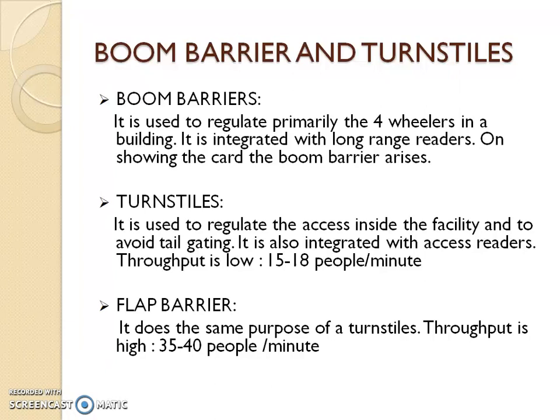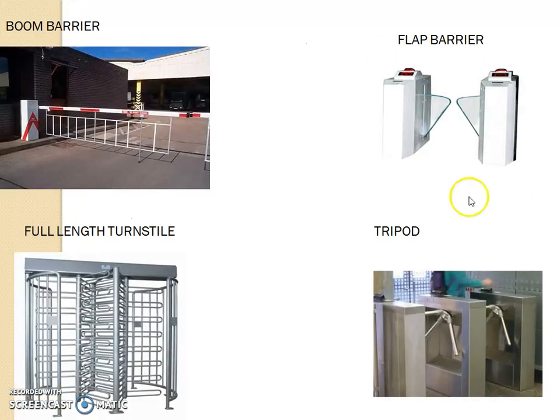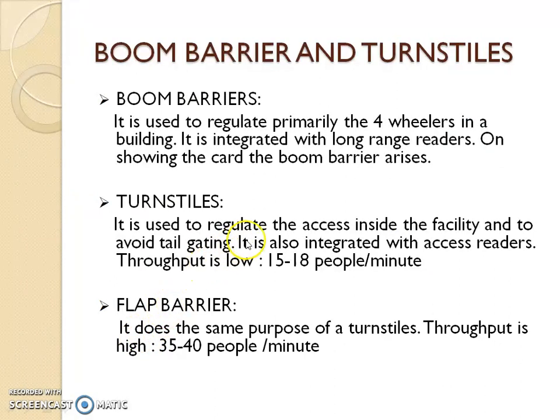Turnstiles are used to regulate the movement of people, and this also avoids tailgating of people. This is an image of a turnstile. What happens is, once you are accessing the turnstile, you can see that the device rotates in a clockwise direction and then it permits you to go inside. The throughput is 15 to 18 people per minute, which is actually low and cannot be used in places where the traffic of people is high.